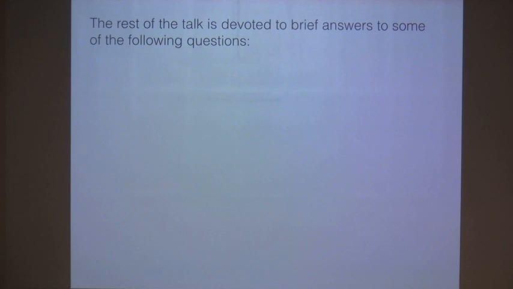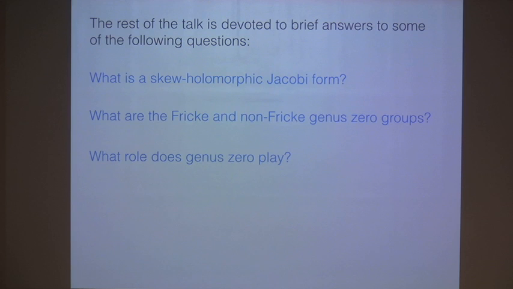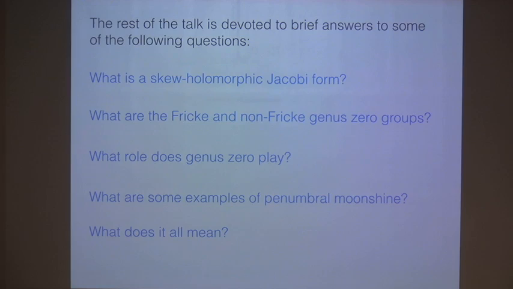So some of the questions are, what is a skew holomorphic Jacobi form? I've never heard of this before. What are the Fricke and non-Fricke genus zero groups that I'm talking about? What role does genus zero play, since it both classifies these new kinds of moonshine and governs monstrous moonshine? What are some examples of penumbral moonshine? And finally, what does it all mean? You'll note that I only promised to answer some of these questions, not all of the questions.